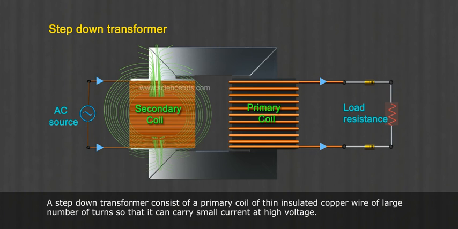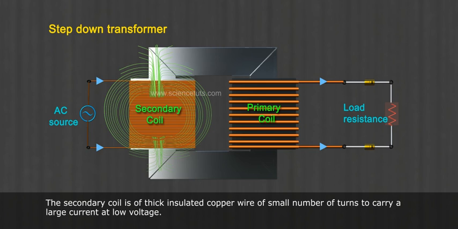A step-down transformer consists of a primary coil of thin insulated copper wire of large number of turns so that it can carry small current at high voltage. The secondary coil is of thick insulated copper wire of small number of turns to carry a large current at low voltage.